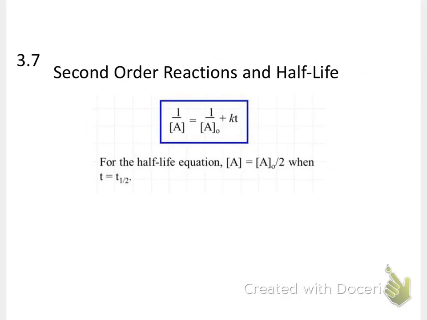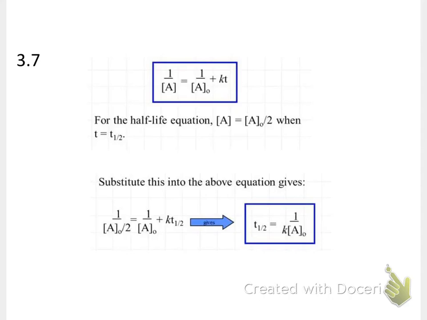So let's take a look at second order reactions and half-life. So here's the integrated rate law for second order reactions. And we know that if we're talking about half-life, then the concentration at half-life is going to be the initial concentration divided by 2. And therefore, if we use that information, we can substitute this into the equation above. We'd substitute the concentration of A and put in the initial concentration of A divided by 2. And we rearrange and solve for t. We combine like terms, rearrange, solve for t. This is what we get. So this is the equation for the half-life of a second order reaction.